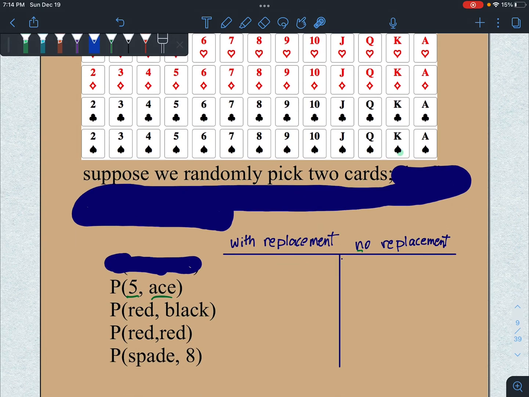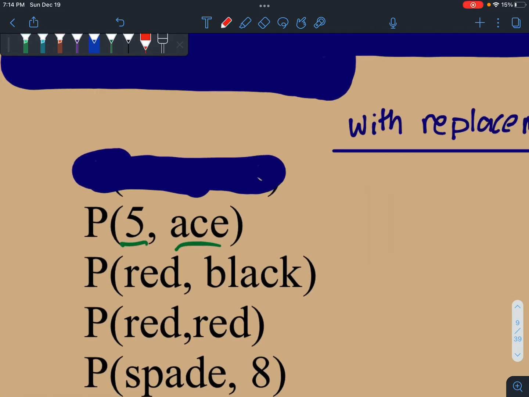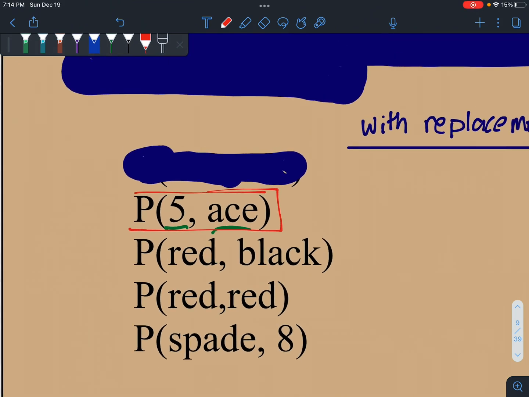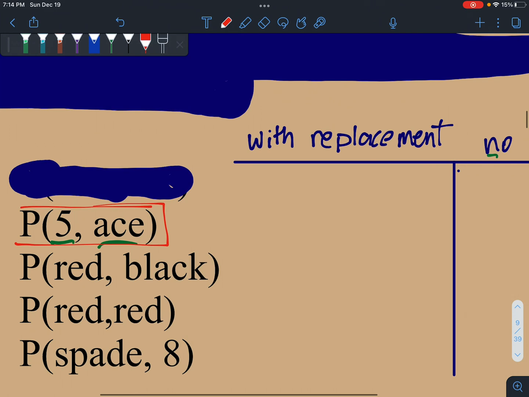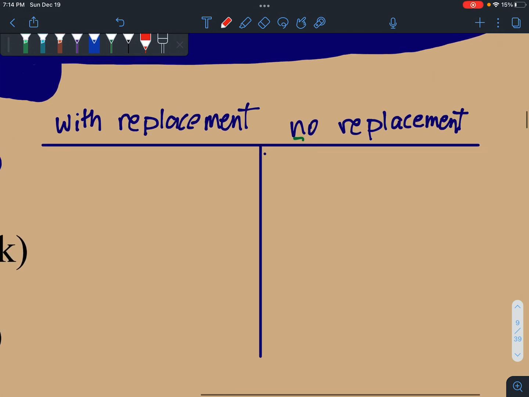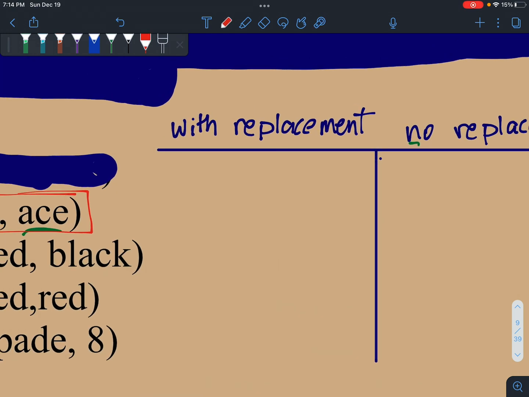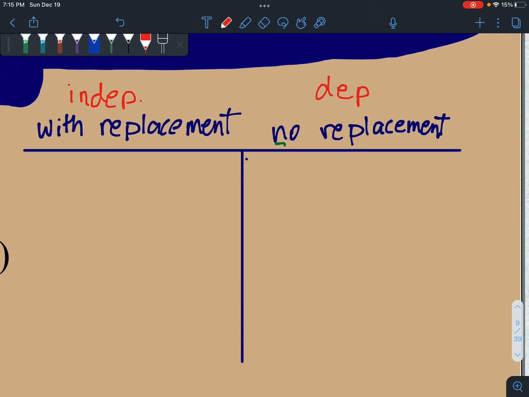And let's actually do some calculations now of some of these events. What is the probability, and here's how we're going to write it, of getting a 5 and an ace? And we'll look at this 2 different ways. We'll look at it with replacement. That means we put the first card back in, and then we'll look at it again with no replacement. All right? So we'll do it twice here so you can see this is a case of independence. And this would be a case of dependency.